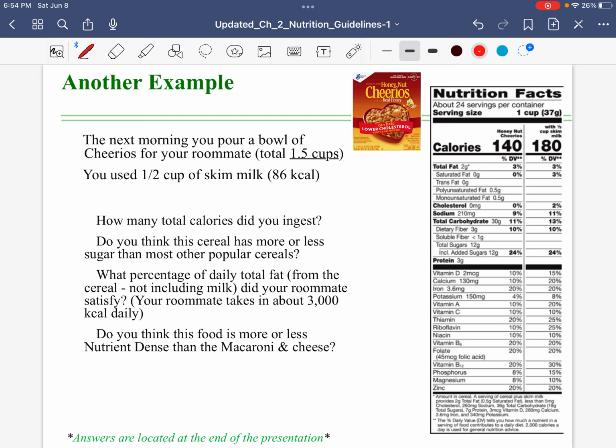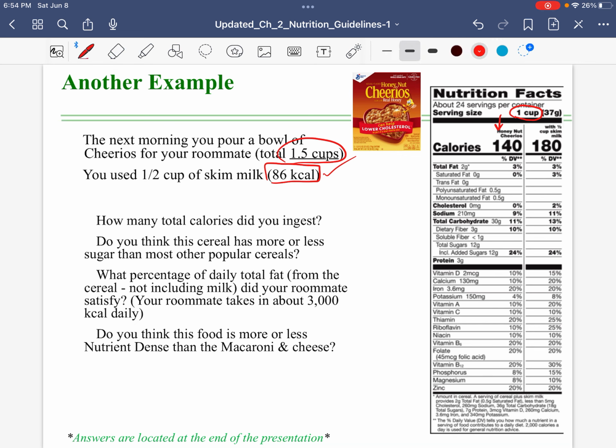Another example, here we have some Cheerios. I'm asking you for 1.5 cups. 1 cup is a serving, but what if you have 1.5 cups? And then we added some milk. Here, they give you the nutritional information just for the cereal. Here, the cereal with a 1/2 cup milk. But I'd like you to use this value. You used a 1/2 cup skim milk. Use that value.